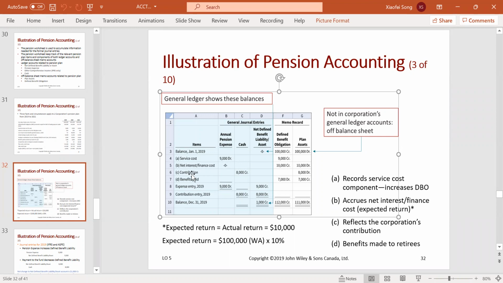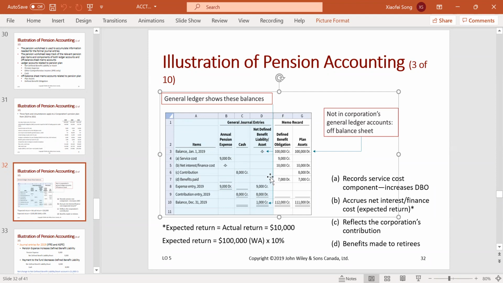The contribution only increases plan assets, and does not affect the defined benefit obligation. So the quasi journal entry will be: the company pays cash, that's a credit to cash, and the plan asset increases by the new contribution, that's a debit to the asset to increase it. Right? It looks like a journal entry.